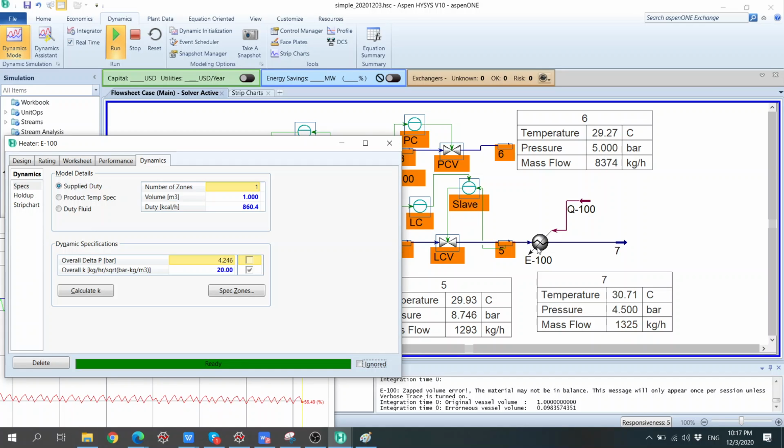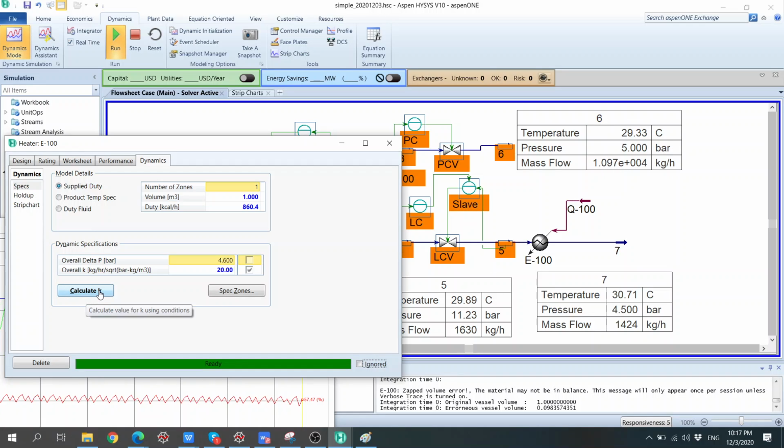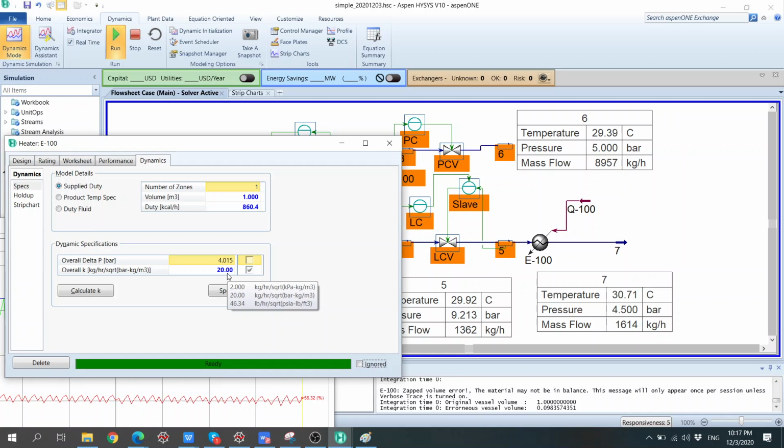So we started directly from the dynamic, and so you saw that when I click calculate K, it doesn't calculate anything, because it's not being calculated in the dynamic mode. So it will be calculated in a steady state, but since we did not do it correctly, we get this oscillation.